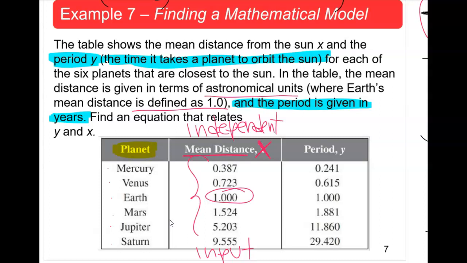365 days. And that is exactly why you see the same here, 1 and 1. So the mean distance, we're using Earth's distance as a 1. And then we're also using a 1 to represent the time it takes for that planet to orbit the sun, to complete one full rotation.